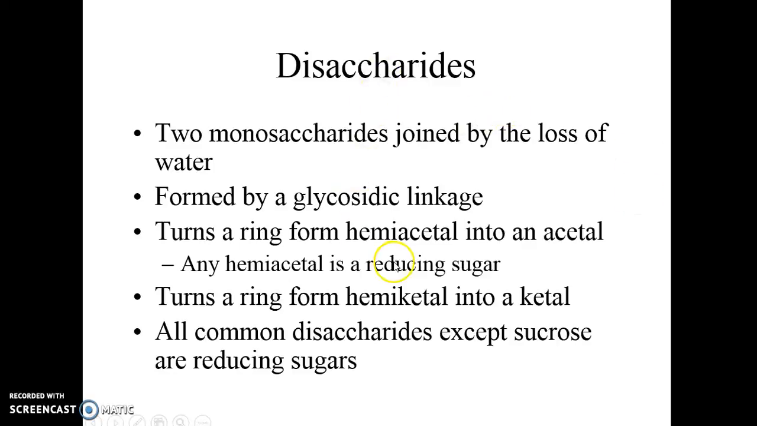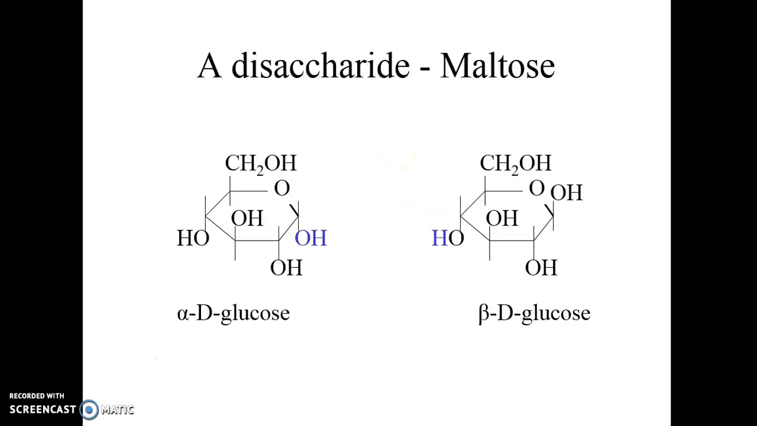We're going to look at disaccharides now, which are two monosaccharides joined together. And we're going to see that they are joined together by something called a glycosidic linkage. Here's an example of a disaccharide. This disaccharide is called maltose, and maltose is two glucoses that have been joined together with a glycosidic linkage.